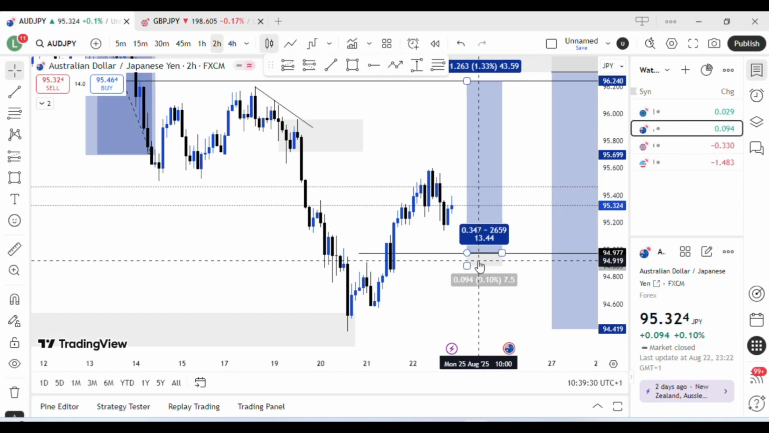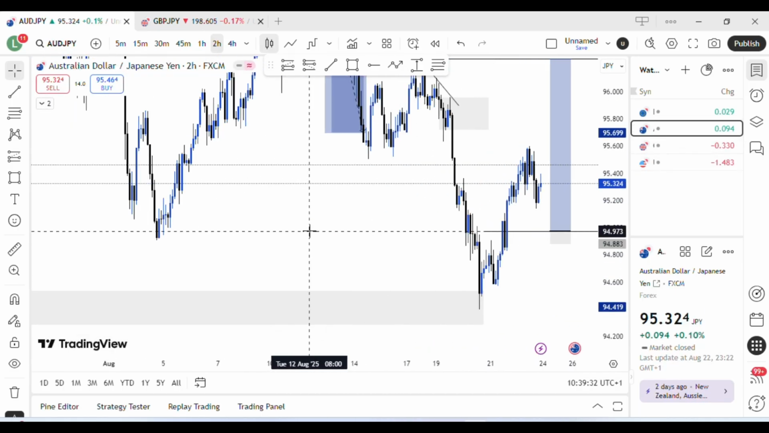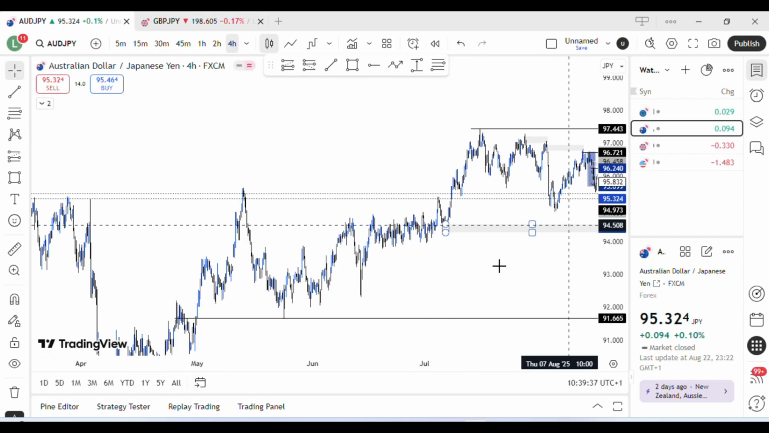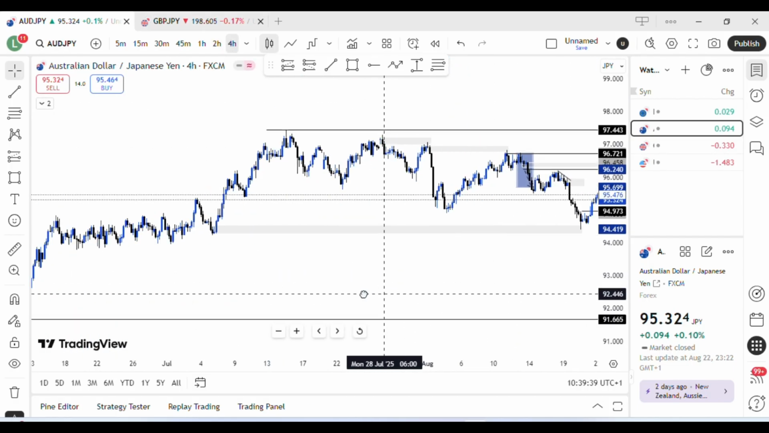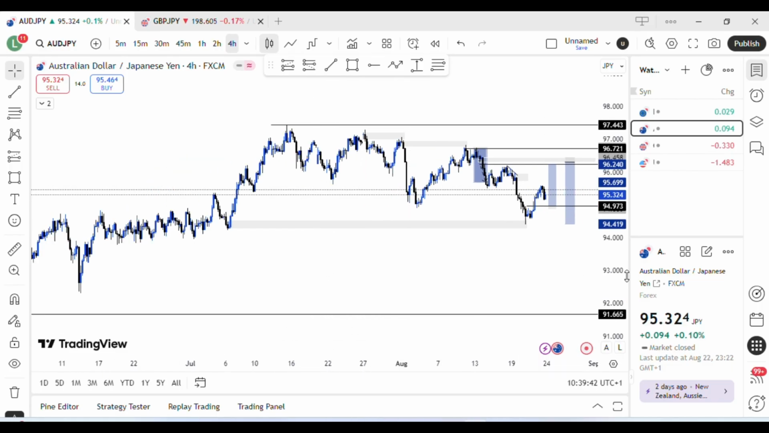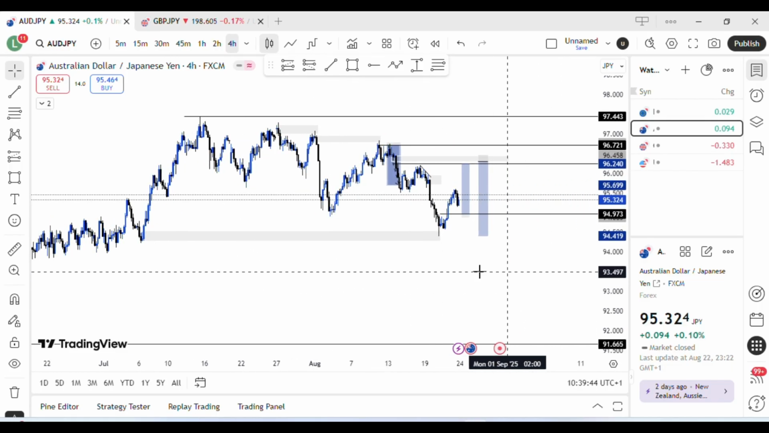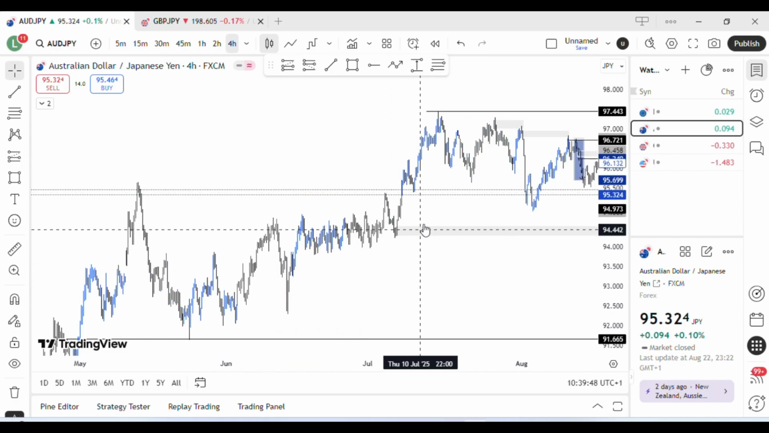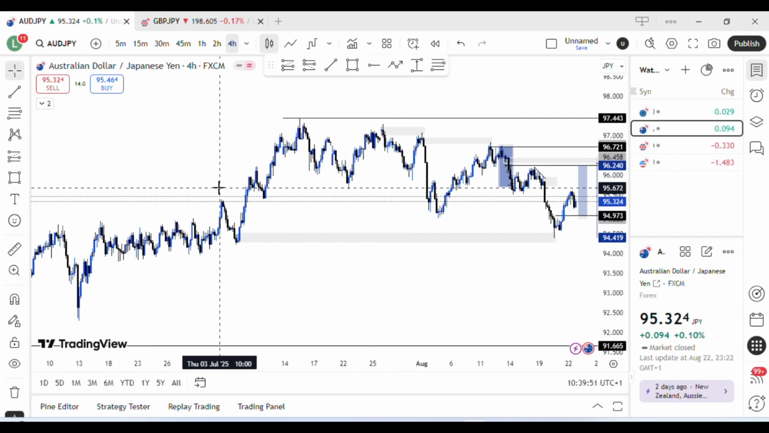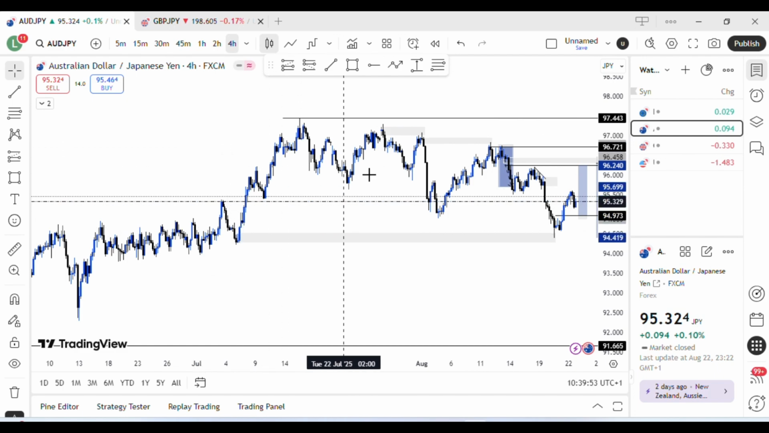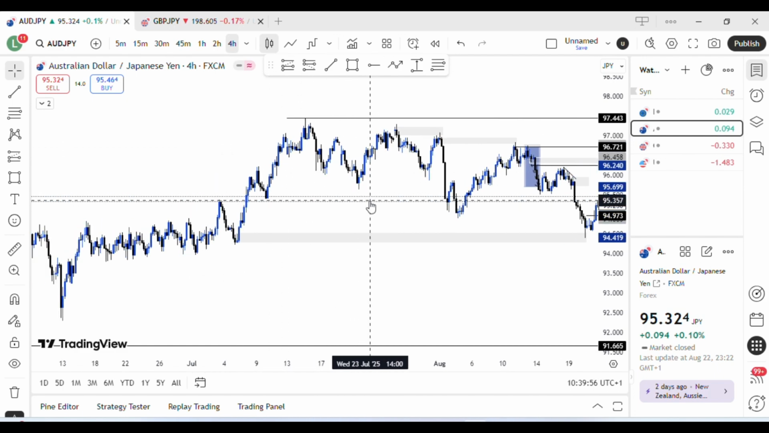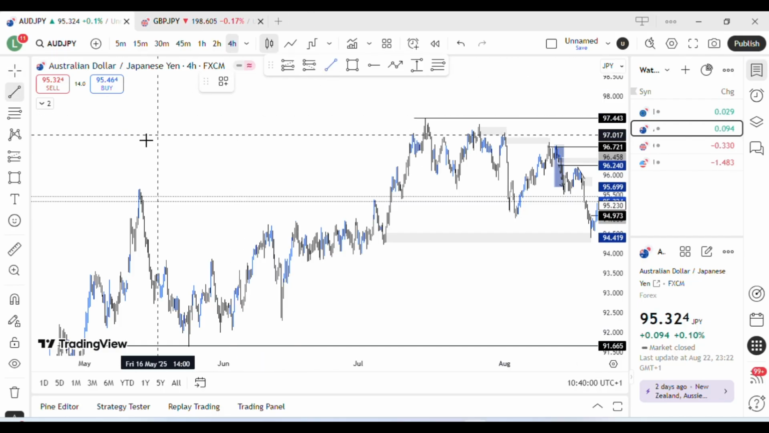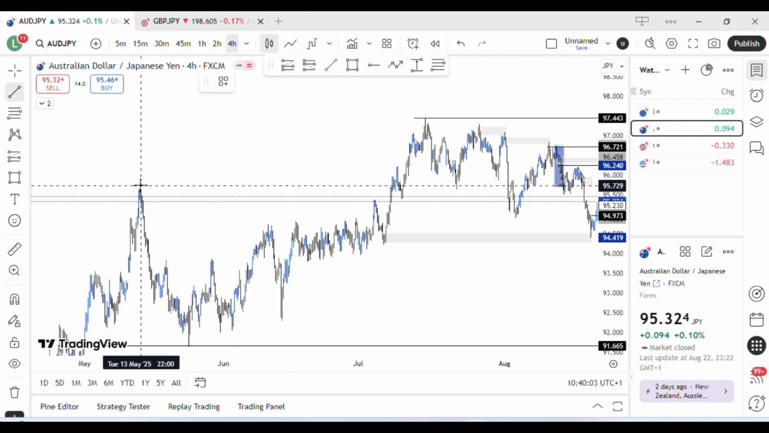AUDJPY also. This is my 2 hour time frame. Okay, let's go to my 4 hour time frame. On the 4 hour time frame, the market is making a series of higher highs and higher lows. Don't forget, this is a break of structure, this area.